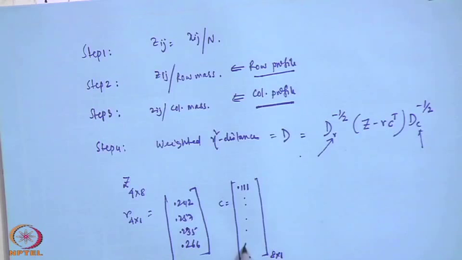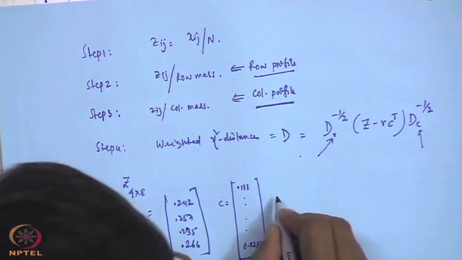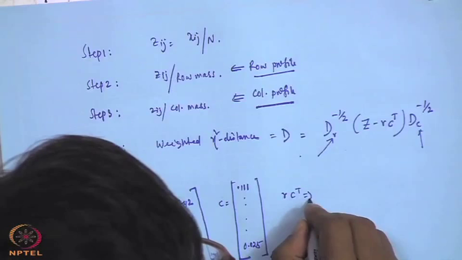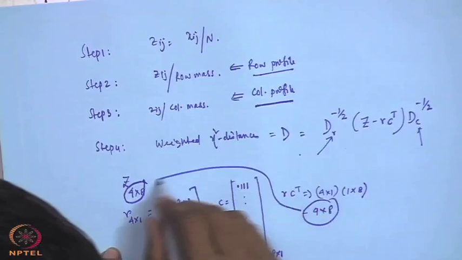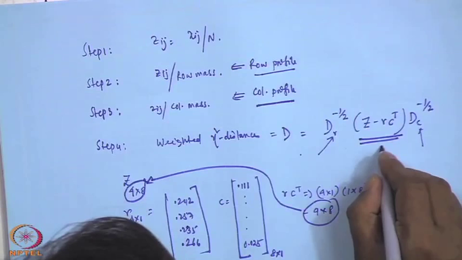So, if I multiply these two, r c transpose, this will ultimately lead to 4 cross 1, 1 cross 8. So, 4 cross 8, which is matching with this one. This totality is a matrix of dimension 4 cross 8.